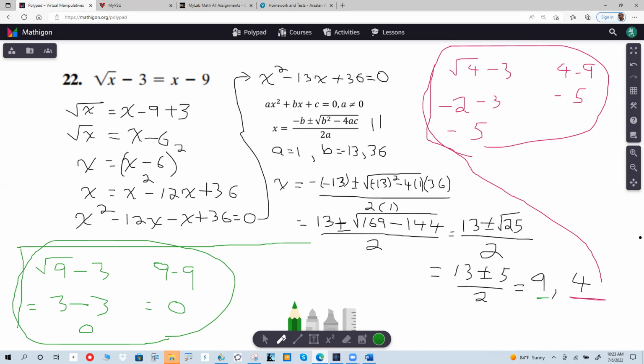The key thing to remember, guys, is to isolate the radical. The radical sign should be on one side, everything else on the other, before you square. If you don't do it, you're going to be going round and round in circles.